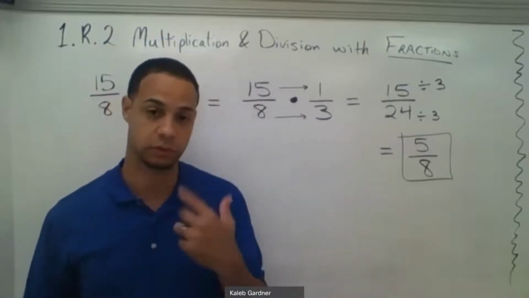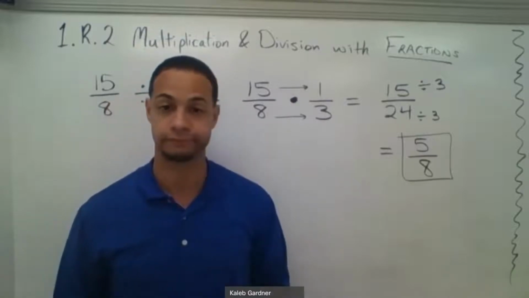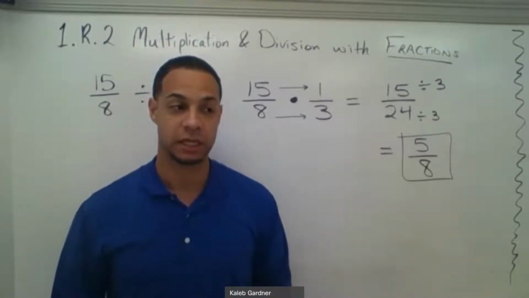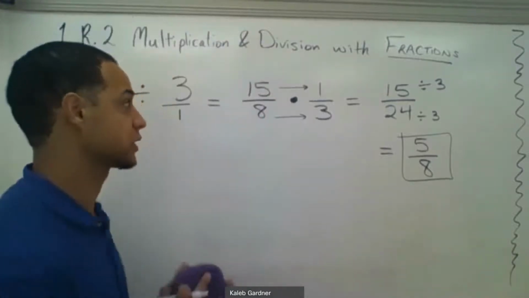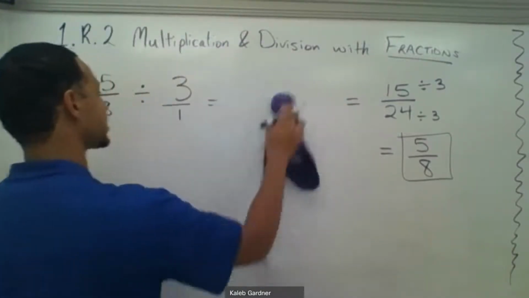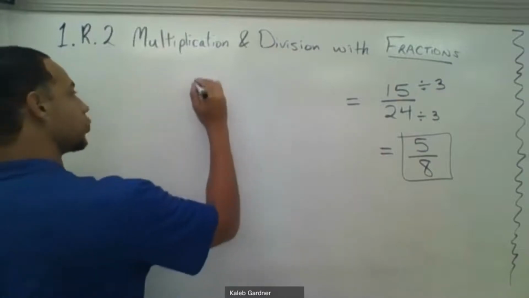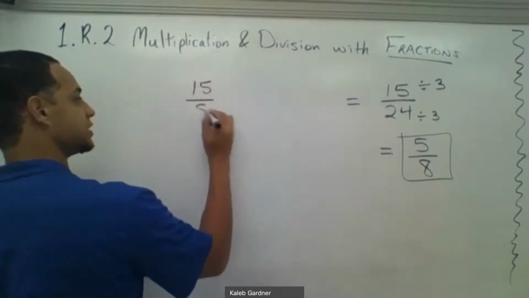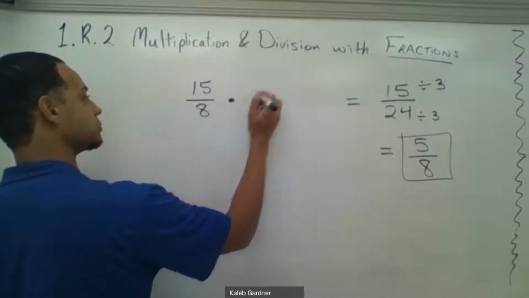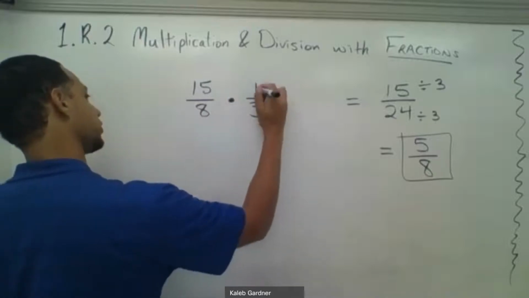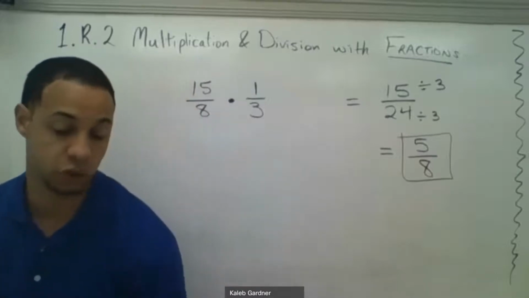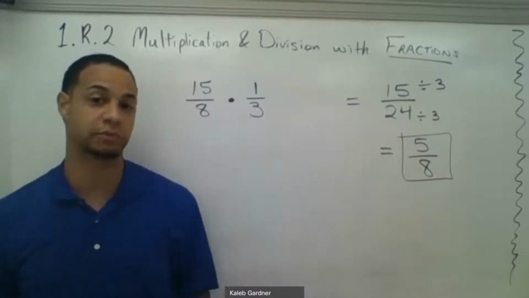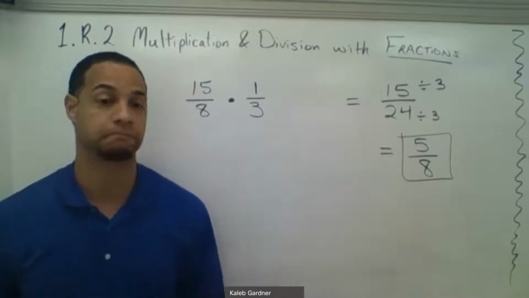I apologize for choking on my words. I want to show you something else though, with the same problem. So check this out. Let's backtrack just a little bit. When we were on this step, 15/8 times 1/3, I told you earlier that there's another way to multiply. So I'm going to show this to you, then I'm going to give you the freedom to pick and choose which you prefer.